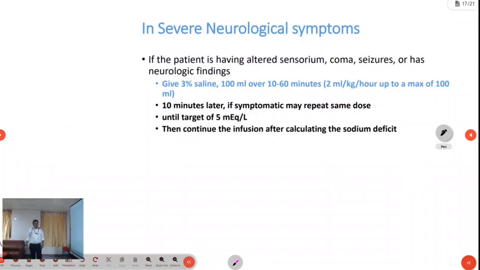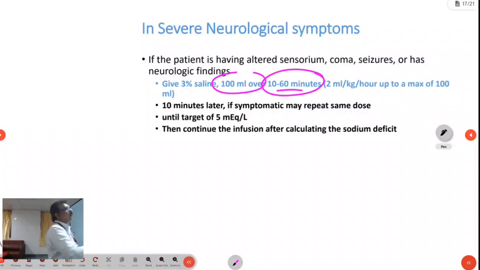But in severe neurological symptoms, you can even push the sodium, 100 ml over 60 minutes you can give. If it is 10 to 60 minutes as written in books, you can give a little faster, 2 ml per kg per hour can be given. Okay. That should be given if the patient is in coma or seizures. This is very important. Coma or seizures, you have to give at a faster rate.